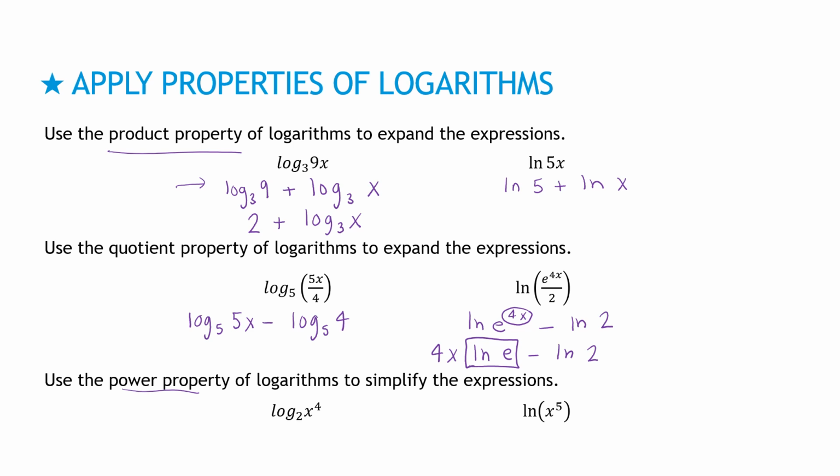Last one, the power property. Again, just take that power, pop it out front, so 4 times, not the natural log, 4 times log base 2 of x, and 5 times the natural log of x.